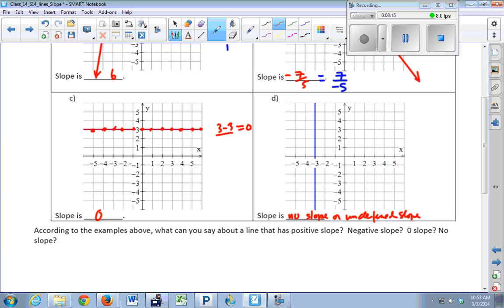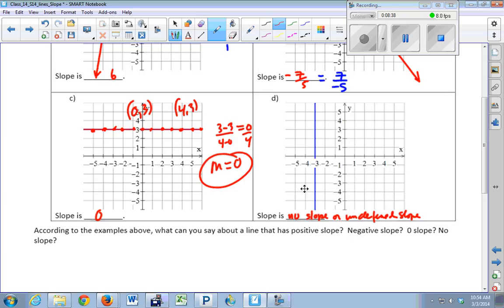the change in your y values is 0, and it doesn't matter what the change in your x values are, because once you get that 0 in the numerator, your slope is 0. So that a horizontal line, it makes sense. The slope is 0. It means that I'm not rising at all as I walk along horizontally.